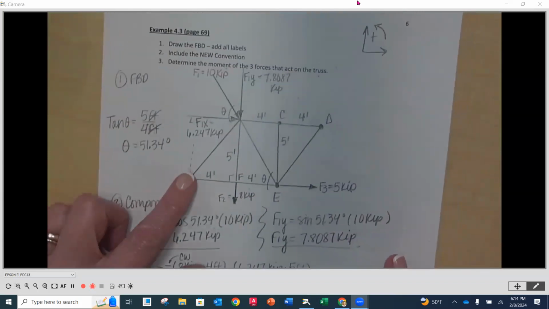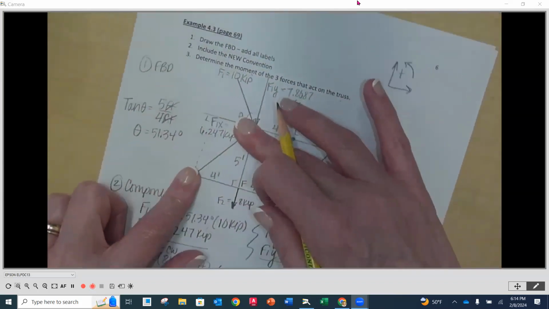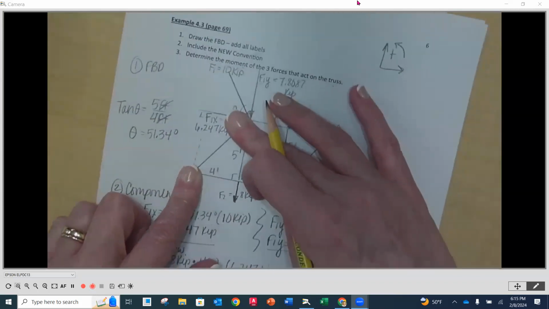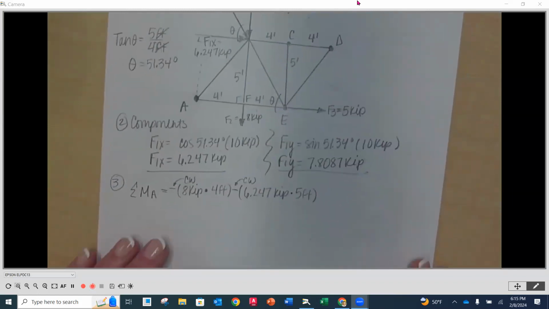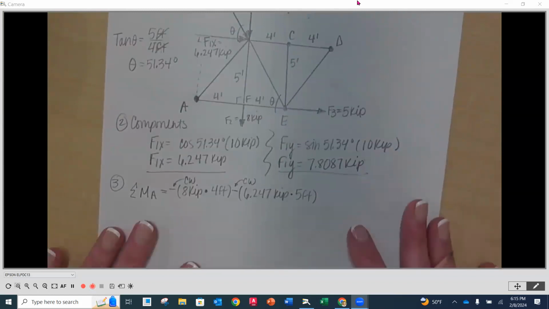And now direction. Finger on A, push in the direction of F1x. It's going to go clockwise, so that'll be negative out front. So that's another clockwise direction. So 6.247 kips times 5 feet for that one. All right, I've got one more force.